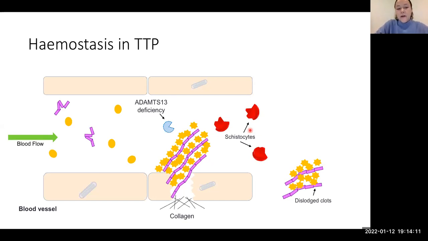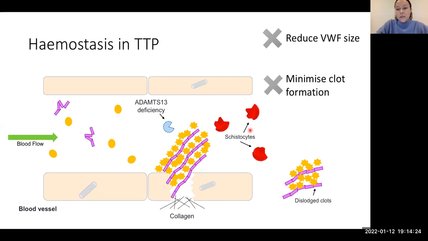I'm sure this is maybe very obvious to a lot of you. I just wanted to introduce it. As a consequence of the lack of ADAMTS13, the VWF is not reduced in size and the clot formation is not minimized.